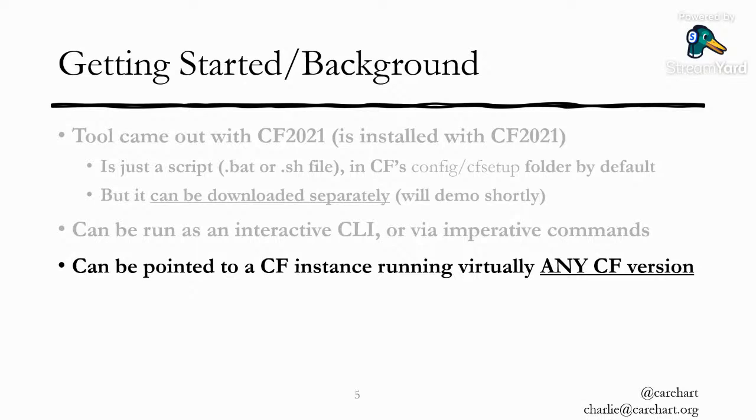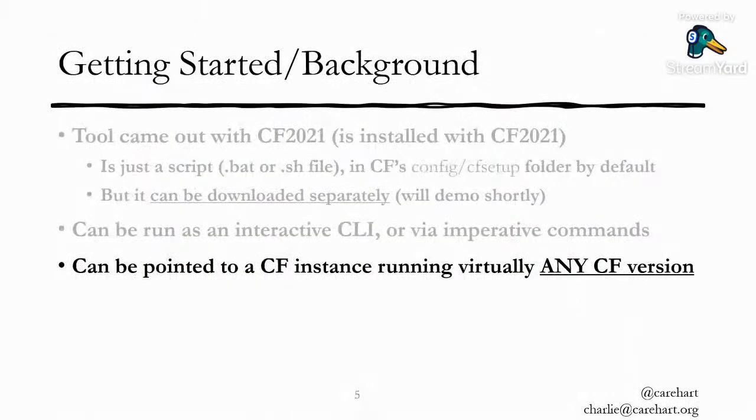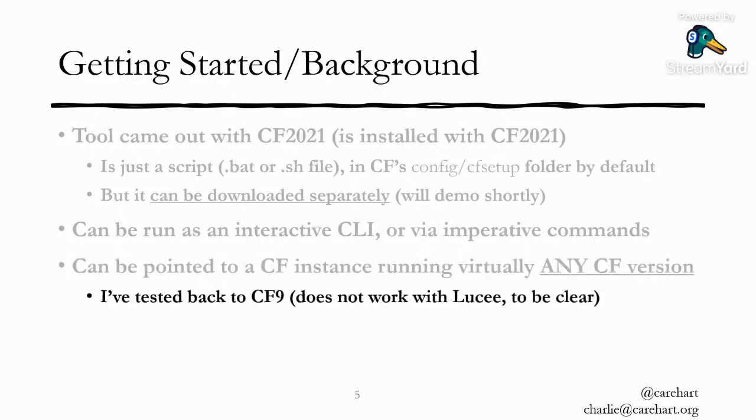And here's the kicker. You can point it to any CF instance running any CF version. It does not necessarily have to be the one in which that folder was. And remember, the folder was in the config CFSetup. It's not technically in the CFusion. Now it is in the CF 2021 folder, but my point is it doesn't even presume to work with that necessarily. So you can point it to any CF version you want. I'll show you demos of that in a moment. And I've tested all the way back to CF9.